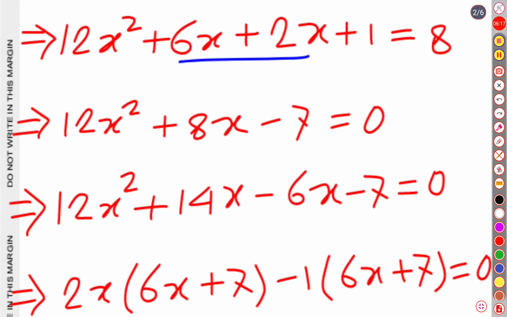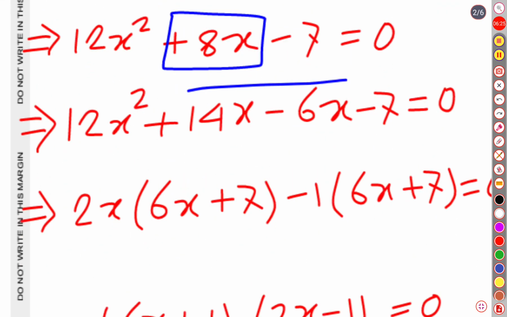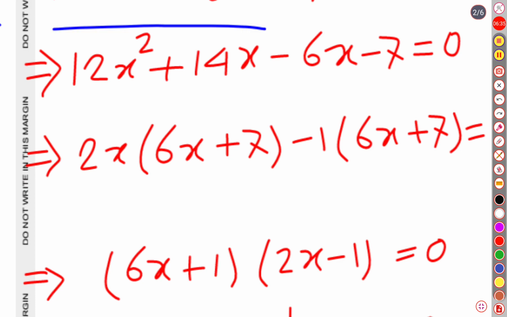From 14, if we subtract 6, it's actually 8x, positive 8x. Well, then from each of the pair, we can get something common. In this pair, 2x is common. If we take 2x common, there remains 6x plus 7. From the next pair, if we take negative 1 common, then there remains 6x plus 7.